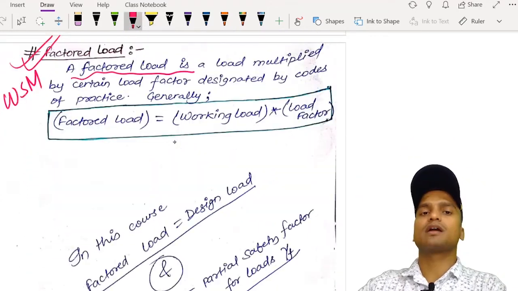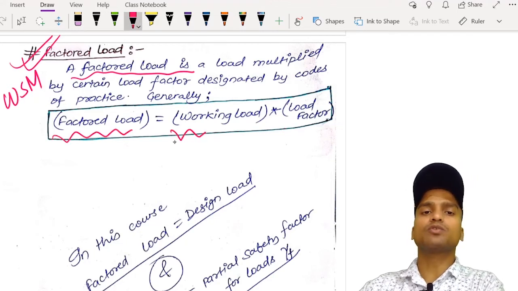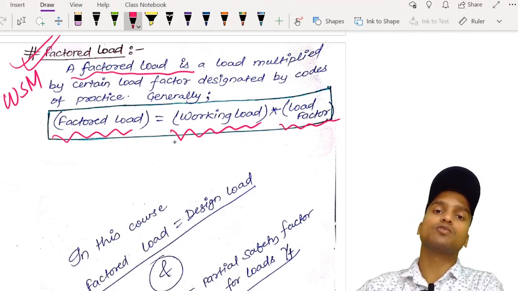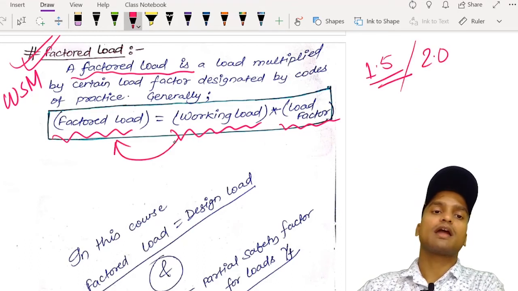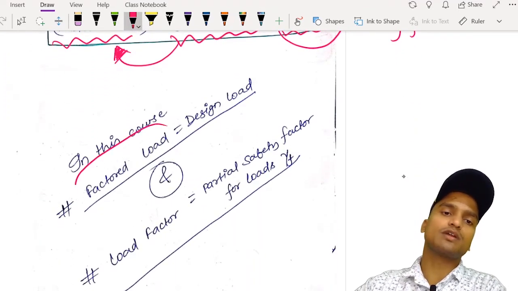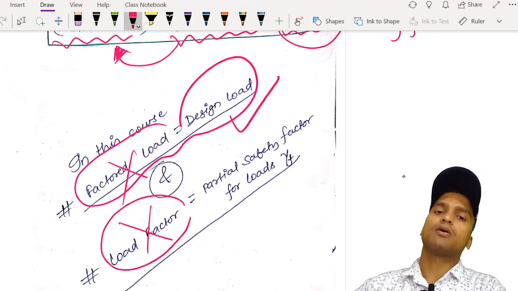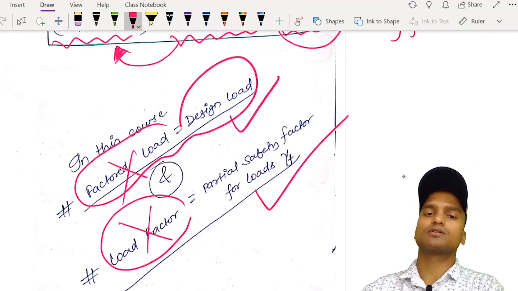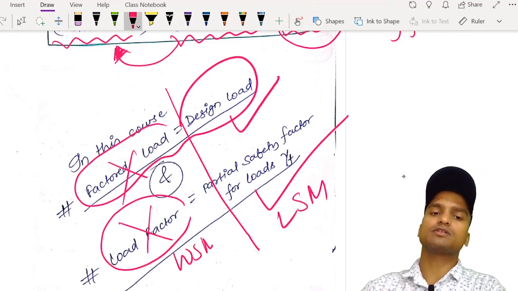आपको याद होगा WSM में हम क्या करते हैं, WSM में हम फैक्टर्ड लोड यूज करते हैं, and factored load is the load multiplied by a certain load factor. Working load used to be given in this situation, and you have to multiply it with a certain load factor. Load factor used to be greater than 1, mostly 1.5, and you design for the factored load in WSM. So you don't have to be confused actually. In this course actually we call factored load as डिज़ाइन लोड, और आप जो लोड फैक्टर आपने पिछले सेमेस्टर में पढ़ा उसे भूल जाओ और अब क्या पढ़ो, पार्शियल सेफ्टी फैक्टर फॉर लोड. So actually this is the part of limit state method, and ignore the WSM for this course.